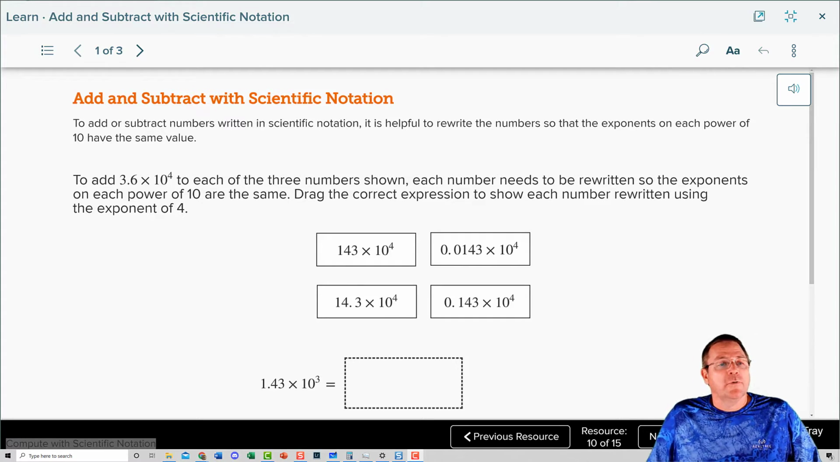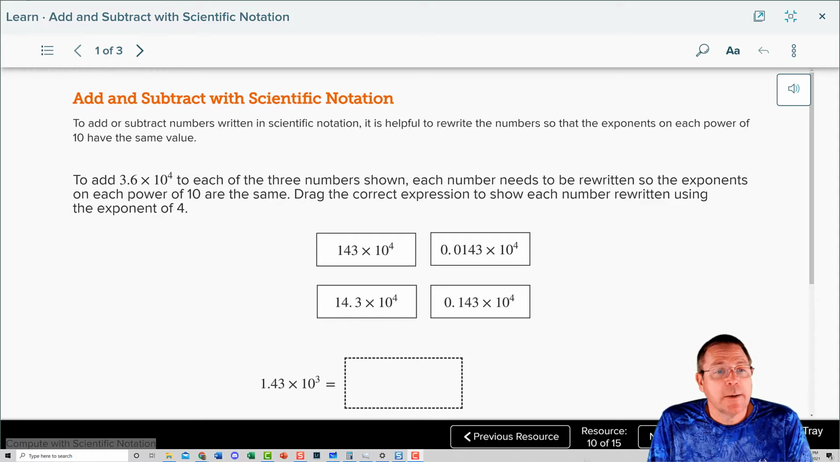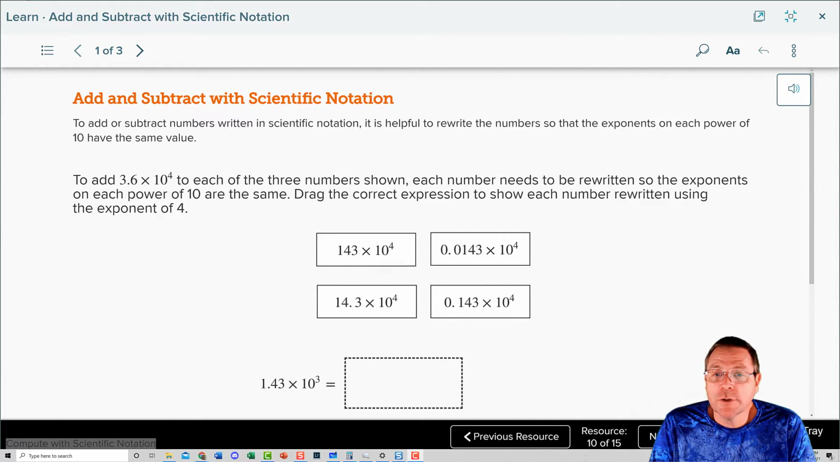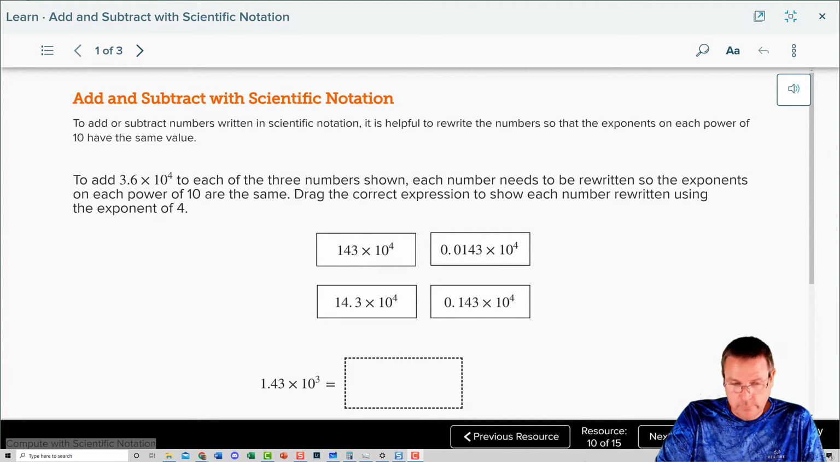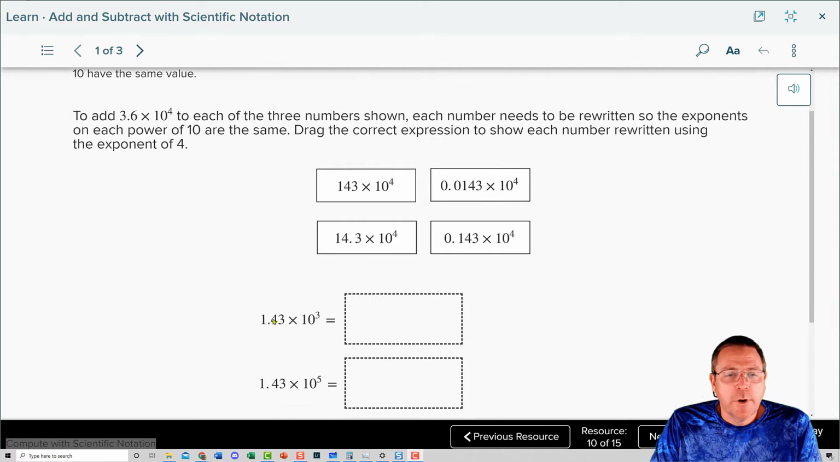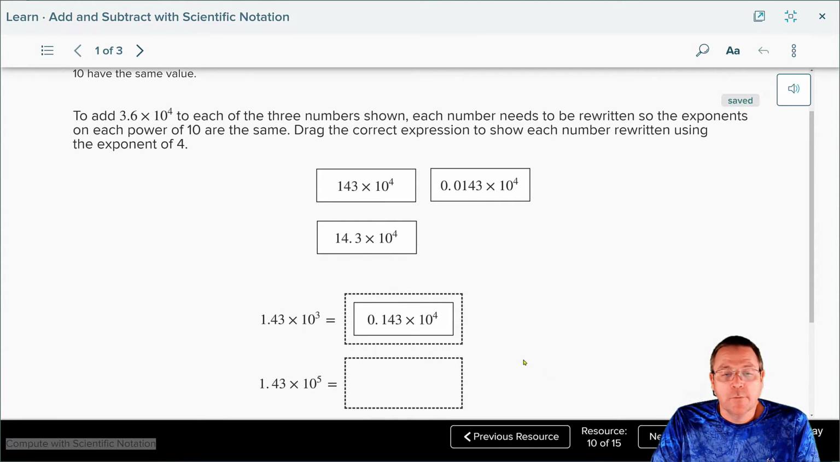So here we have a problem that says to add 3.6 times 10 to the fourth to each of the three numbers shown below. Each number needs to be rewritten so that its exponents of each power of 10 are going to be the same. Drag the correct expression to show each number written using an exponent of 4. So for the first one here, we have 1.43 times 10 to the third. That means to make it to the exponent of 4, I'm going to have to move the decimal one space to the left. So that's going to be 0.143 times 10 to the fourth.